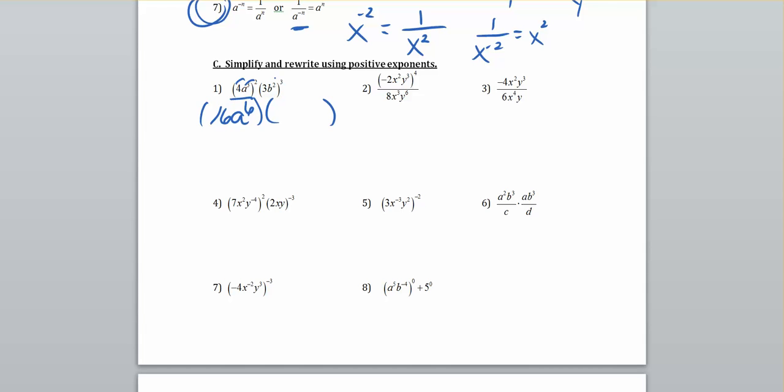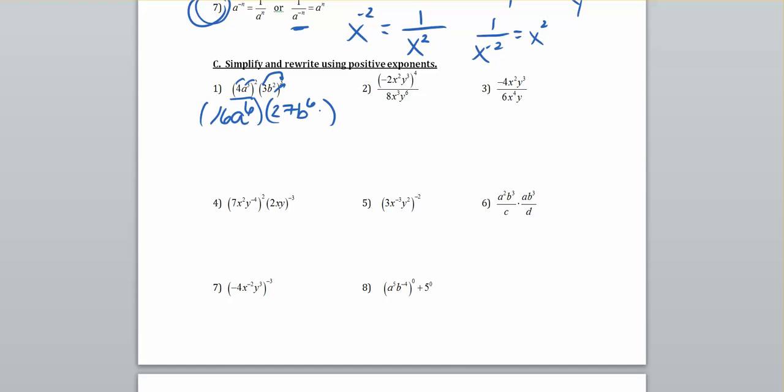My second set of parentheses, again, I do 3 to the third power and then b squared to the third power. Well, 3 to the third is not 9, it's 3 to the third power, 3 times 3 times 3, so that's 27. And then since I have b squared cubed, it's power to a power, I'm going to get b to the 6.